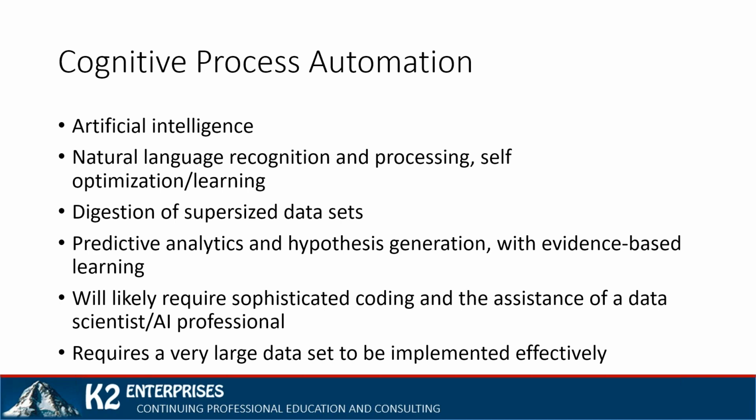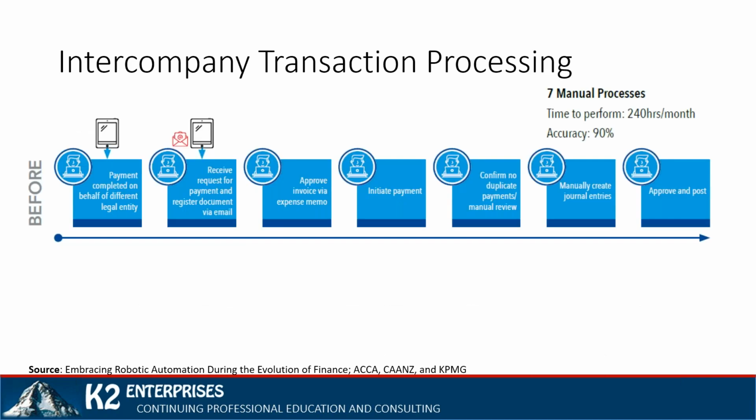Now, I'm going to show you an example here. This is from a monograph put out by the Association of Chartered Accountants of Australia, the Chartered Accountants Association of New Zealand, and KPMG. It's called Embracing Robotic Automation During the Evolution of Finance. In this large organization, and historically RPA has been the focus of large organizations and less on smaller ones, just because of the scale, we have an intercompany transaction processing.